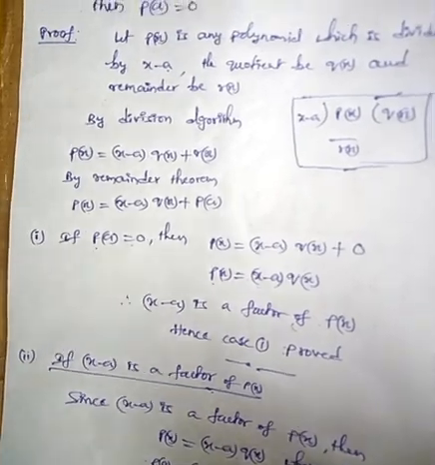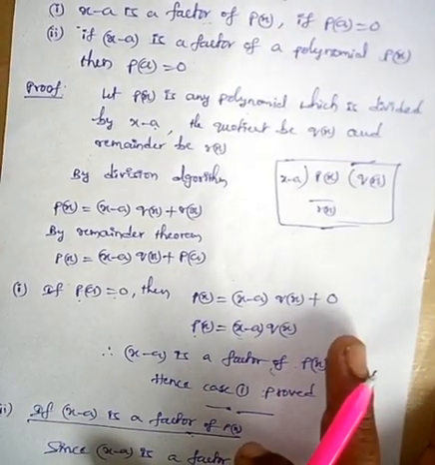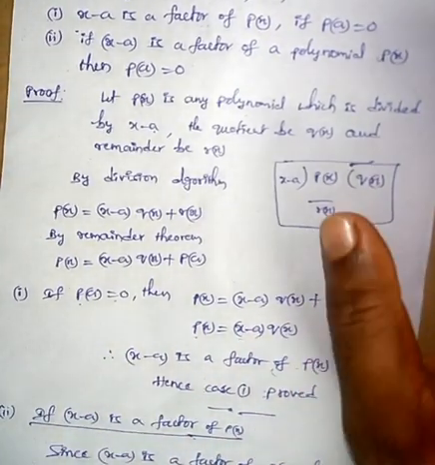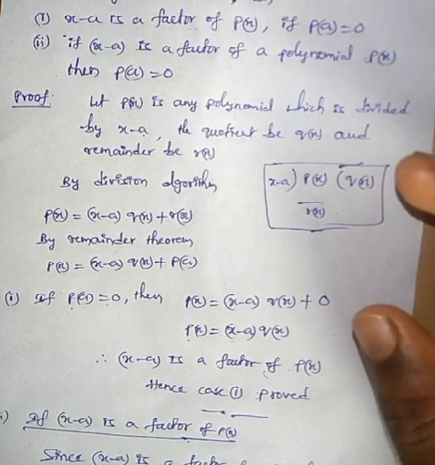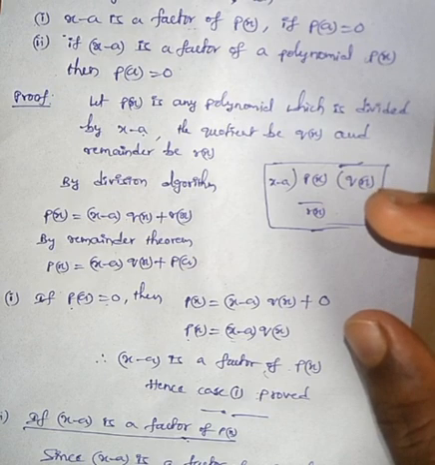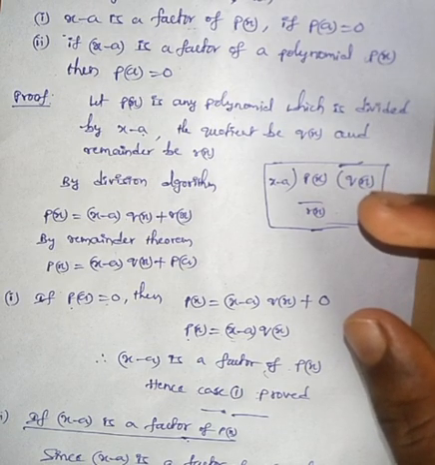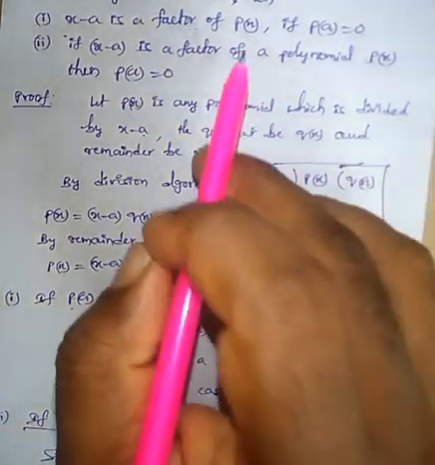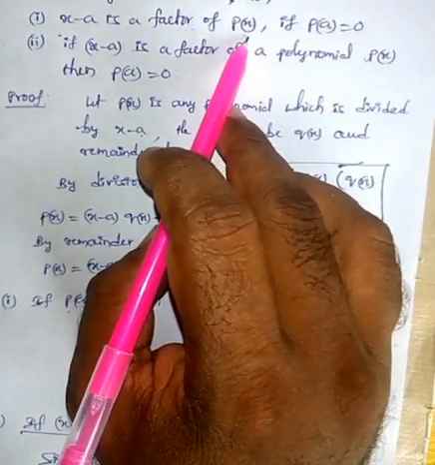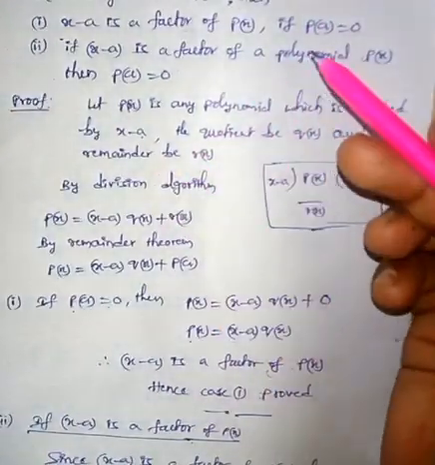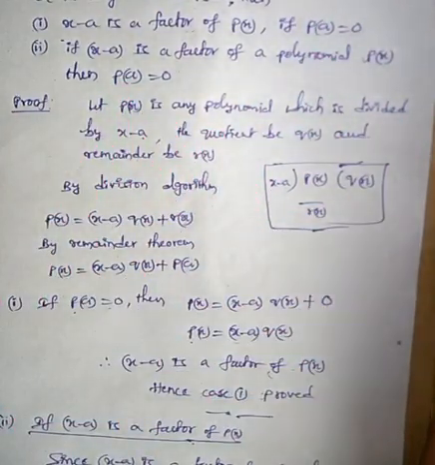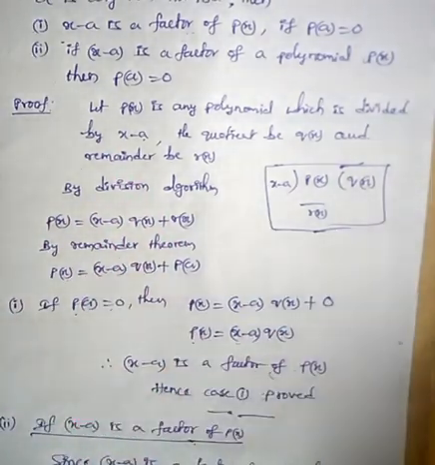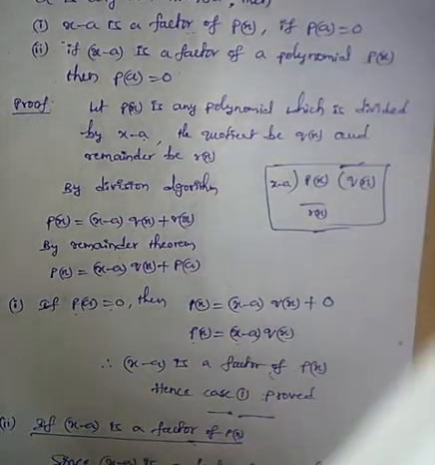Okay children, it's very simple. Remainder theorem means if you divide any polynomial by the linear polynomial x minus a, and if you get the remainder 0, then you can say that the linear polynomial which divides p(x) is a factor of the polynomial p(x). And the converse of the statement is also true, that is, if x minus a is a factor of a polynomial p(x), then the remainder is 0. Simply you can understand this.